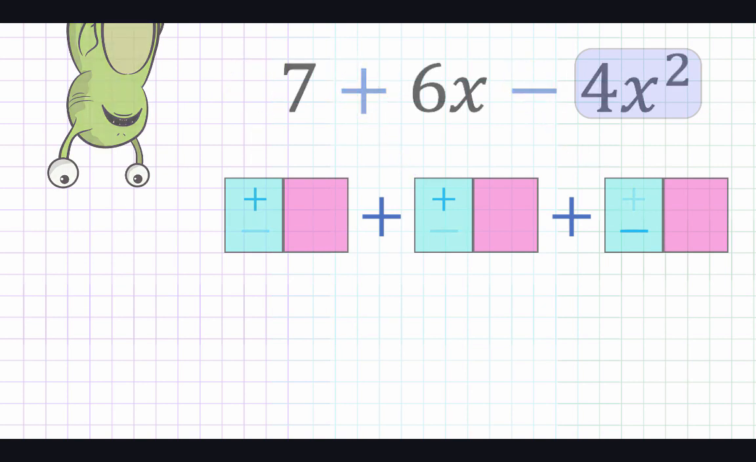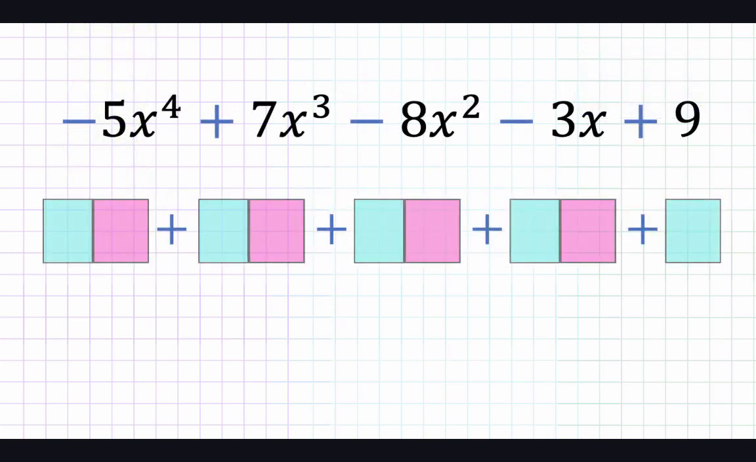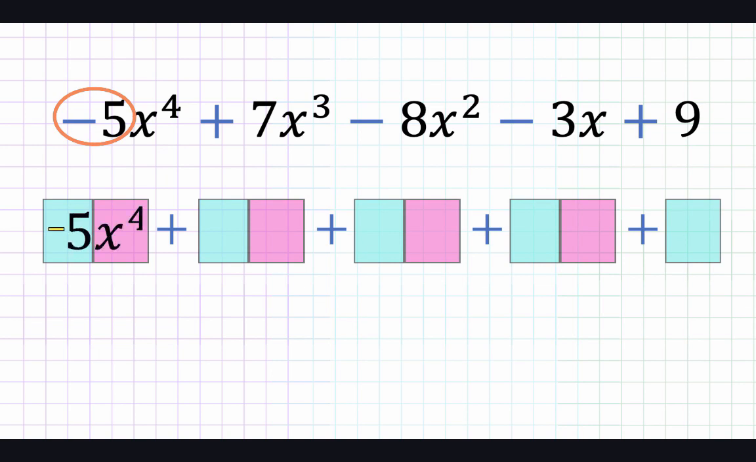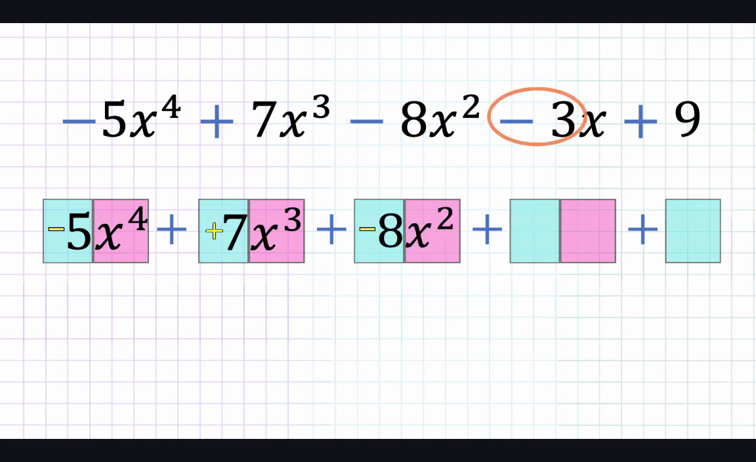For example, if you have this fourth degree polynomial, you should treat it as if all of the terms are being added together and use the sign that's directly in front of each coefficient to tell you if the term has either a positive or a negative value. This first term has a coefficient of -5, so it is a negative term. The next term has a coefficient of +7, so the term has a positive value. The next term has a coefficient of -8, so the term has a negative value. The next term has a coefficient of -3, so the term has indeed got a negative value. And finally, the constant term is just +9.